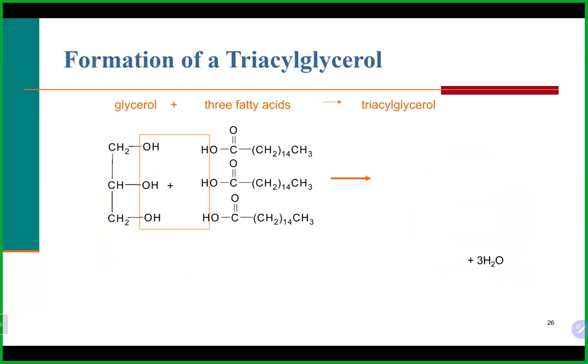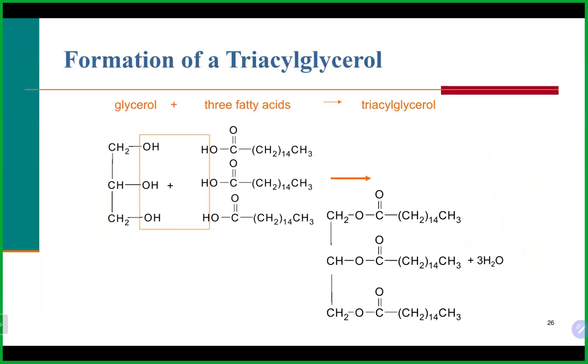And once again, like we talked about, we're basically just going to remove water from the situation. In this case, we would remove 3 waters to put them together. Here we have saturated fatty acids, which is also going to be helpful in terms of it being more of a solid type of fatty acid that's happening.